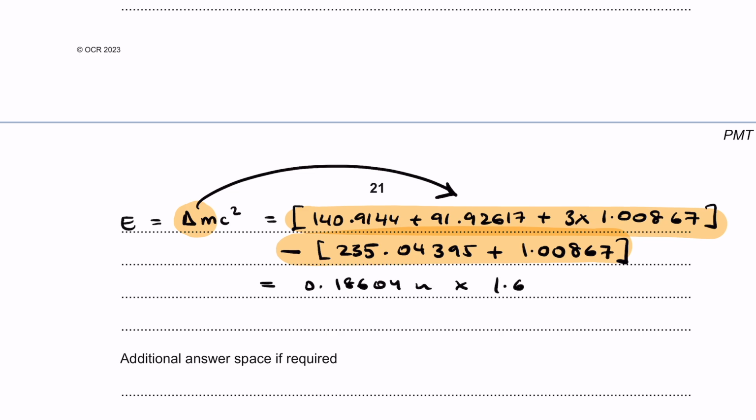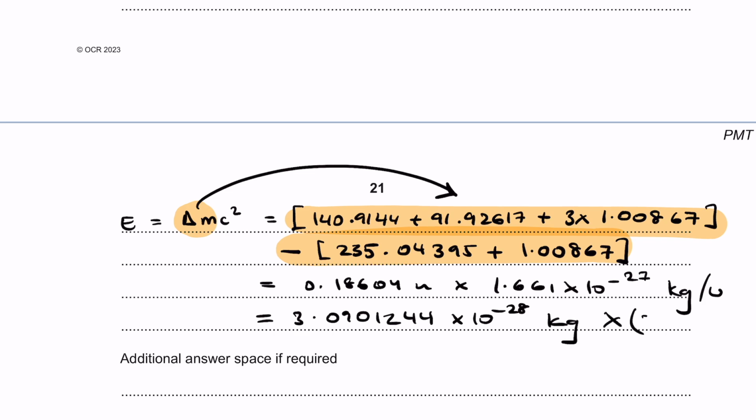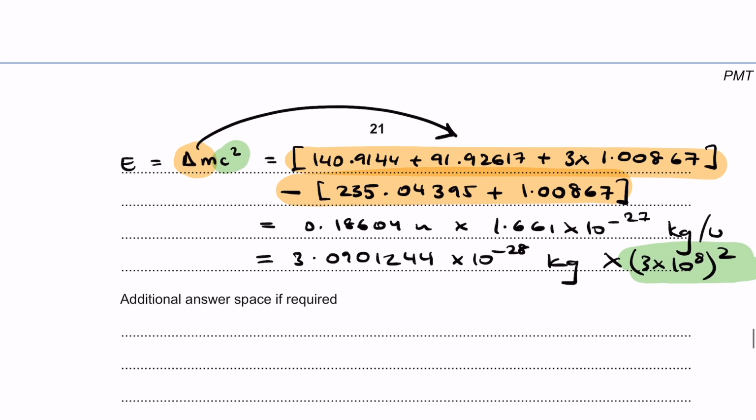0.18604 atomic mass units, and we just have to times it by the relevant conversion, which is 1.661 times 10 to the minus 27 kilos per atomic mass unit, which will give us the mass in kilos. And then we just have to multiply it by the speed of light squared, and we end up getting roughly about 2.78 times 10 to the minus 11 joules, which is, again, if you convert it into eV or MeV, it is 174 MeV, which is per reaction.